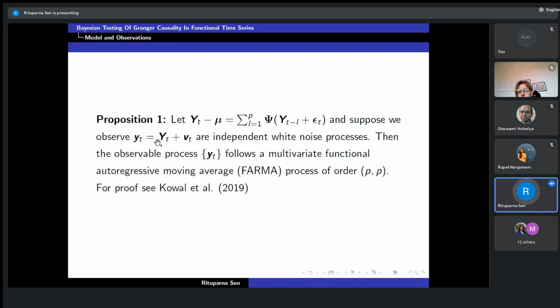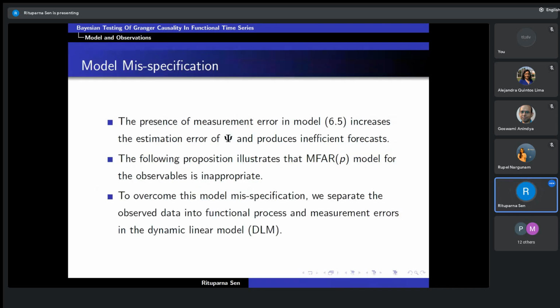And suppose we observe it with error, which is independent white noise, then the observed process has a functional ARMA of order (p, p). So you're starting with the functional AR, but just by adding the noise, the observed process becomes functional ARMA. So that is a problem, right? Because we will be proceeding with everything being AR, but that is not true. This was proved theoretically by Koval 2019. So that means that the multivariate functional AR is inappropriate.